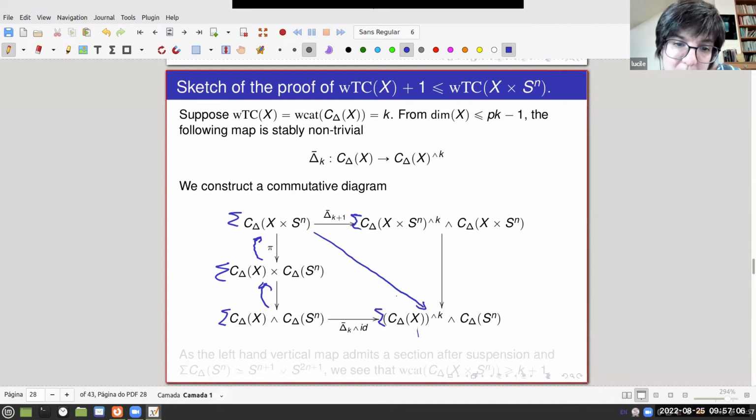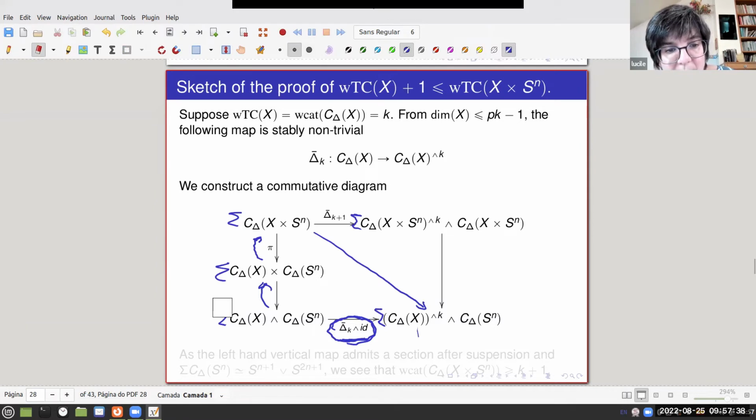Then we want to see that if it was trivial, then using this section, we would have that this map here would be trivial. So it is sufficient to see that this map here is not trivial. So we reduce the problem to this map here, and stably non-trivial after suspension. And now here in this smash product, I can put the suspension here.